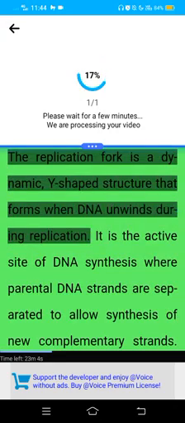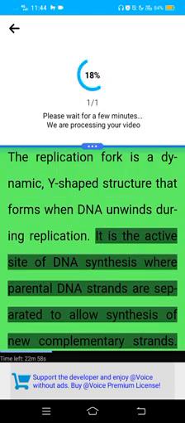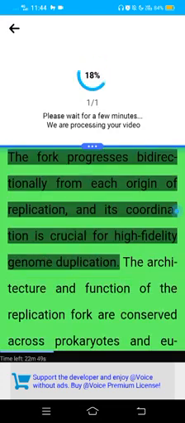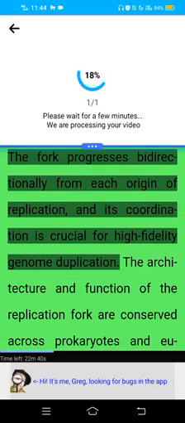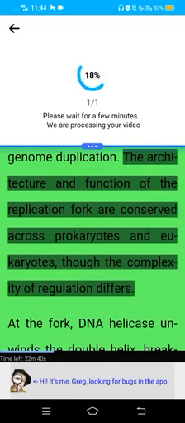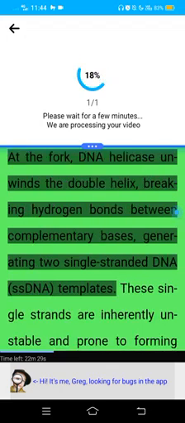The replication fork is a dynamic, Y-shaped structure that forms when DNA unwinds during replication. It is the active site of DNA synthesis where parental DNA strands are separated to allow synthesis of new complementary strands. The fork progresses bidirectionally from each origin of replication, and its coordination is crucial for high-fidelity genome duplication. The architecture and function of the replication fork are conserved across prokaryotes and eukaryotes, though the complexity of regulation differs.